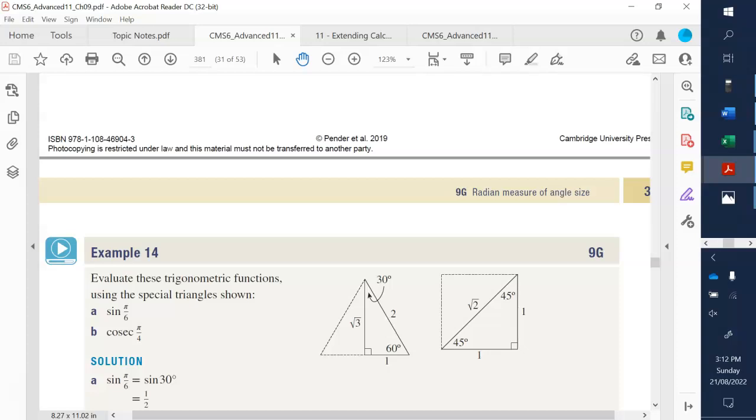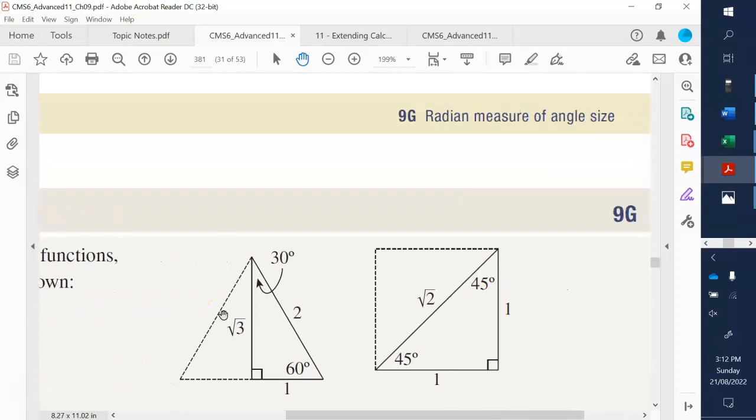In the textbook, we're looking at example 14, so we're still in 9G. Evaluate these trigonometric ratios using the special triangles shown. Now remember these special triangles that we were quite familiar with a few topics ago when we looked at trig functions. You will be given this triangle here and this one here on your HSC formula sheet.